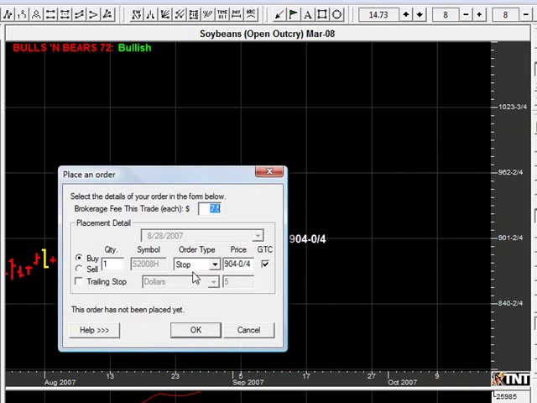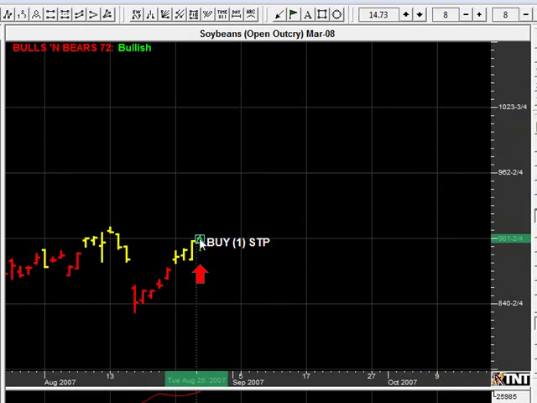So we buy one on a stop, and we're going to put that above the first green price bar. So it's just a stop order. We step the market forward, and notice that we did not get into the market. But the second price bar is also green.